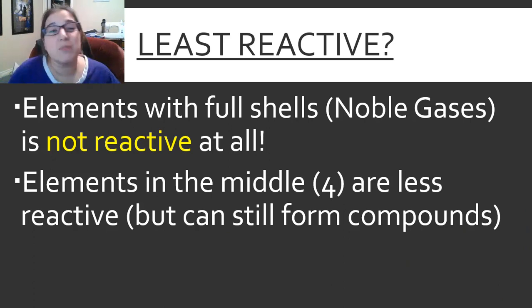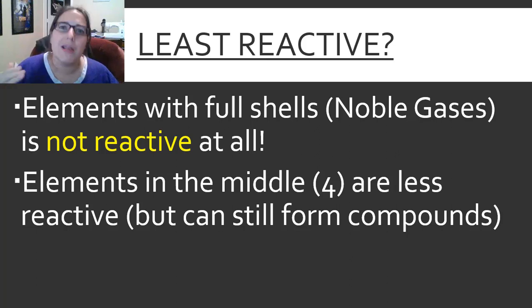Atoms that are least reactive have a full outside shell. That group is called the noble gas group. Again, we'll talk more about them when we get our periodic tables together. They are not reactive at all because they're full. They don't want any more electrons. They don't want to get rid of electrons. They're happy just the way they are. They don't want to make friends with anybody.